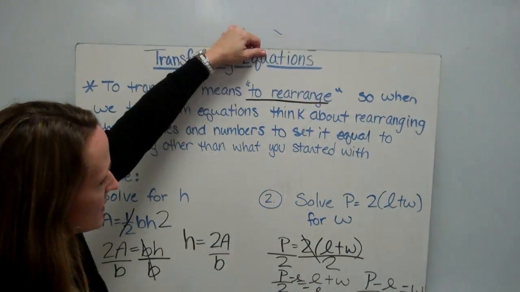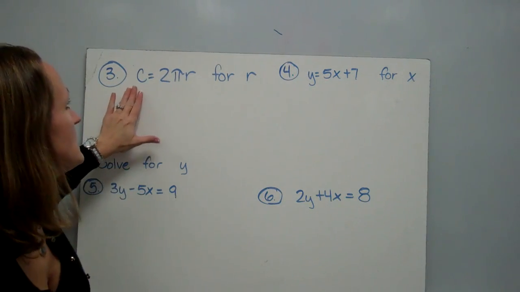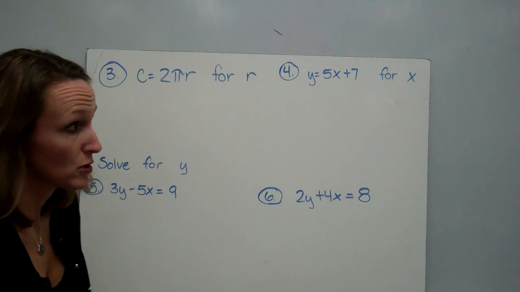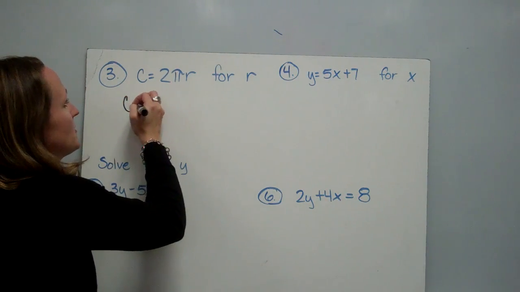Alright, so let's look at something else. Well, this is an easy one. C equals 2 pi r. Circumference, hopefully something you know. We want to solve for r. So again, I'm going to rewrite it down here.